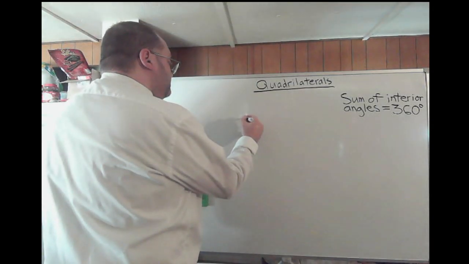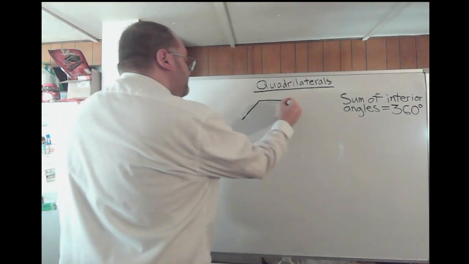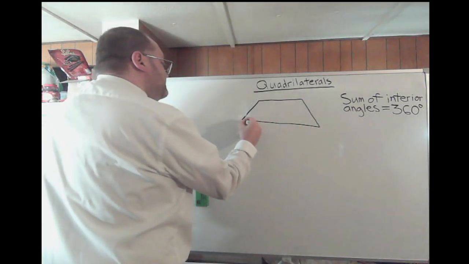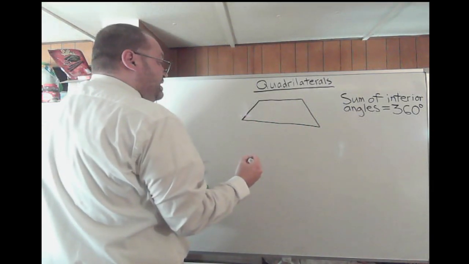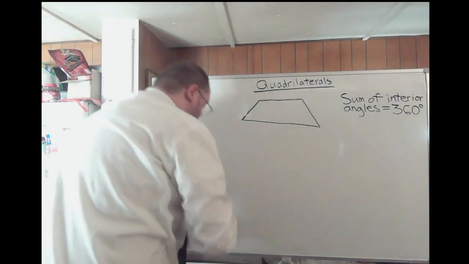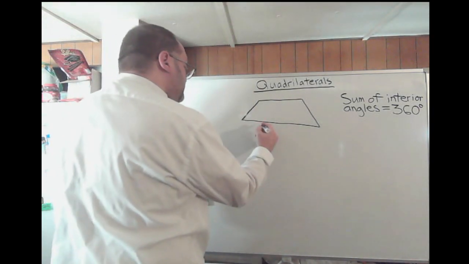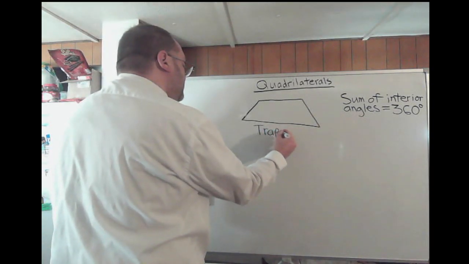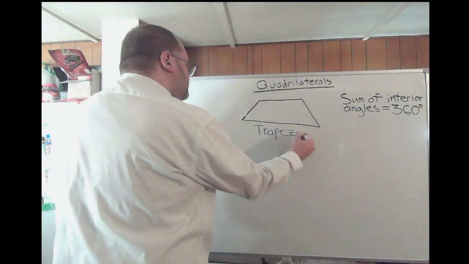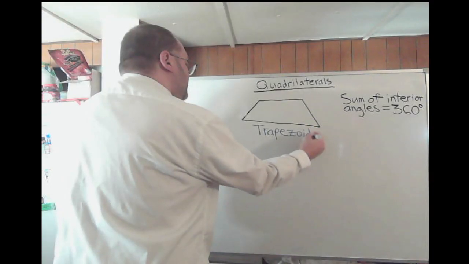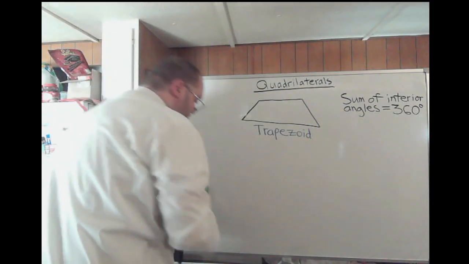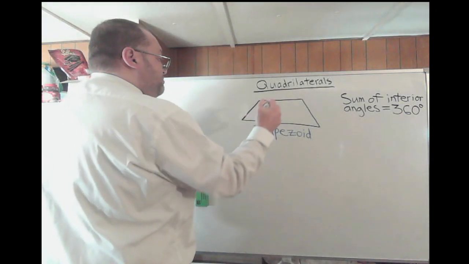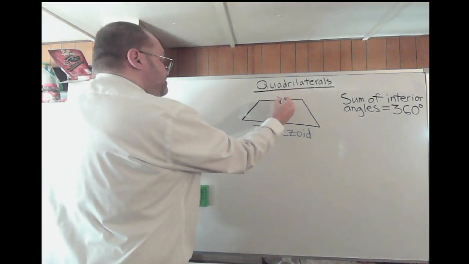For example, we have here this type of quadrilateral called a trapezoid. We have a trapezoid here. So, what makes a trapezoid a special quadrilateral? Well, you got two bases here, and both bases are parallel to each other.